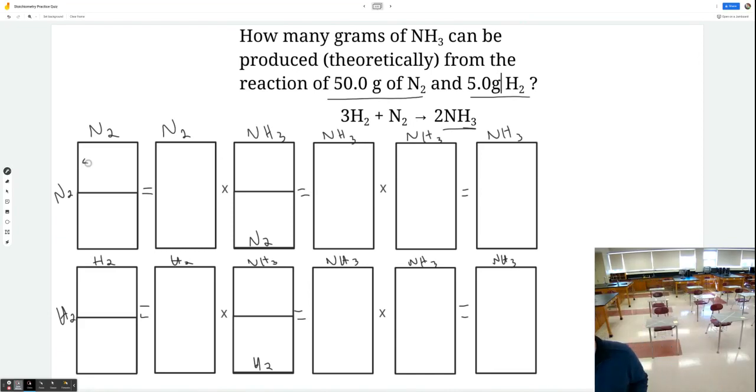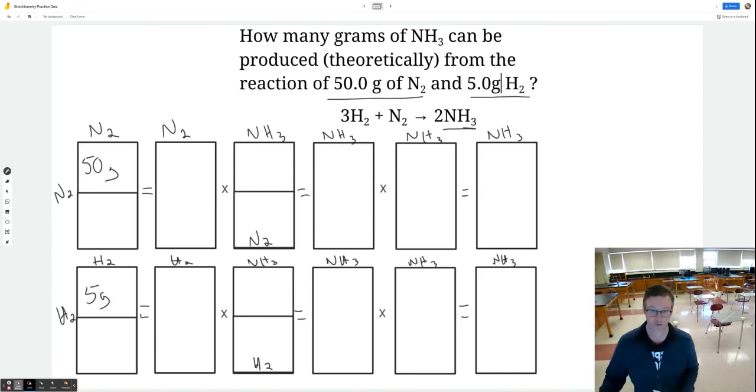Top row, 50 grams of nitrogen. Bottom row, 5 grams of hydrogen. Again, if you want to do these one at a time, I'm going to do it one at a time so you can see what that looks like. All right, so we'll start with the nitrogen. We'll do that all the way through. Then we'll start with the hydrogen. We'll do that all the way through. That way you can see what that looks like if that's how you'd rather do it.